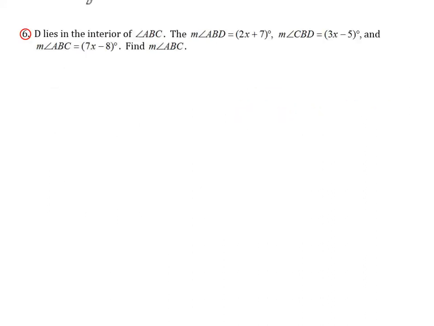Now for this next example, they just described to me what's going on. D lies in the interior of angle ABC. So let's start off with a picture. I'll sketch out an angle. I'm not really sure how large it should be. Let's label it A. B is my vertex, because remember that letter is in the middle.